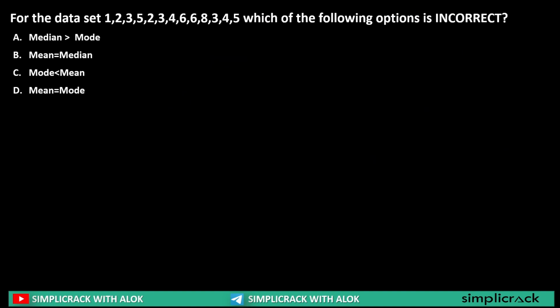For the data set of this, which of the following options is correct or incorrect? Now here in this whole thing, 1 plus 2, 3, 3, 6, 5, 11, 2, 13, 16, 20, 26, 32, 43, 47, 52. So 52 is the total divided by 13 observations, so 4 is the mean.